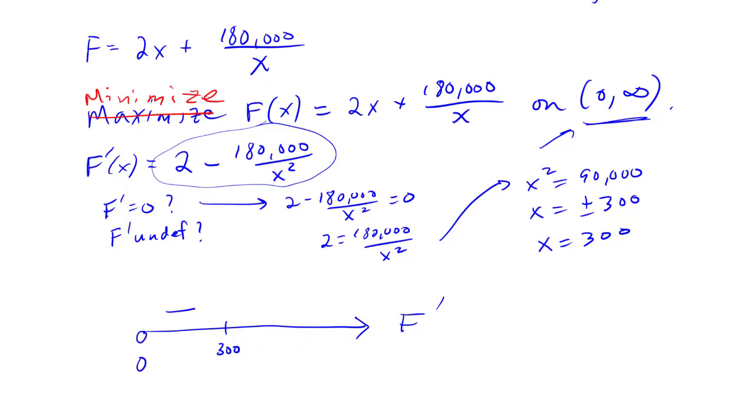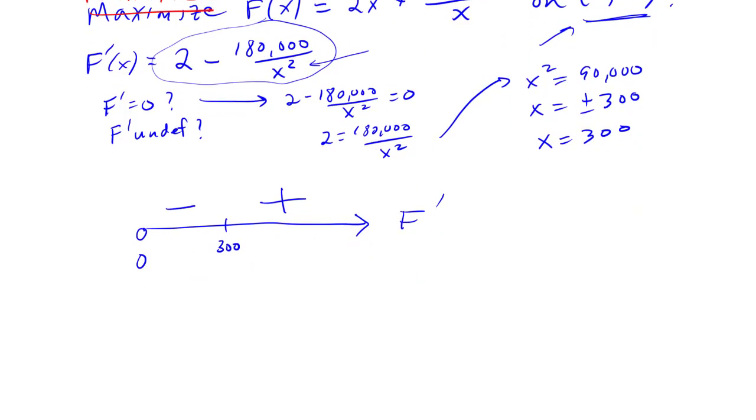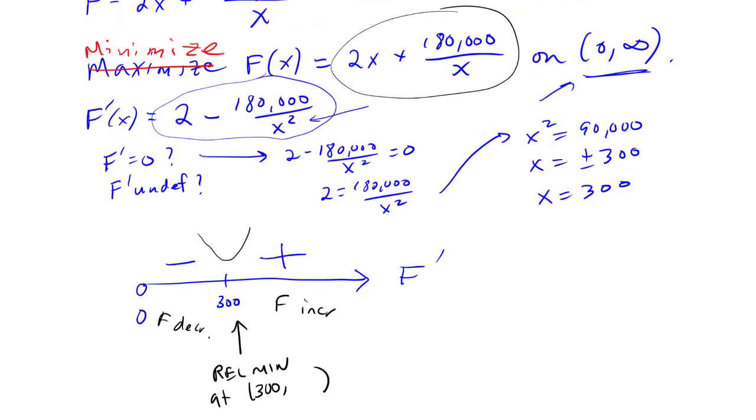So if I put a number bigger than 300 in the denominator there, I'm going to get a huge number there, which means 180,000 over that number is going to be tiny. So 2 minus that number is going to be positive. All right, that means that I was decreasing before and increasing after. In other words, f was decreasing here, f was increasing here. That gives me a relative minimum at 300. Okay, and I could figure that out by putting that into the formula up there for f of x. And if you do that, I believe you should get 1200 out of that.